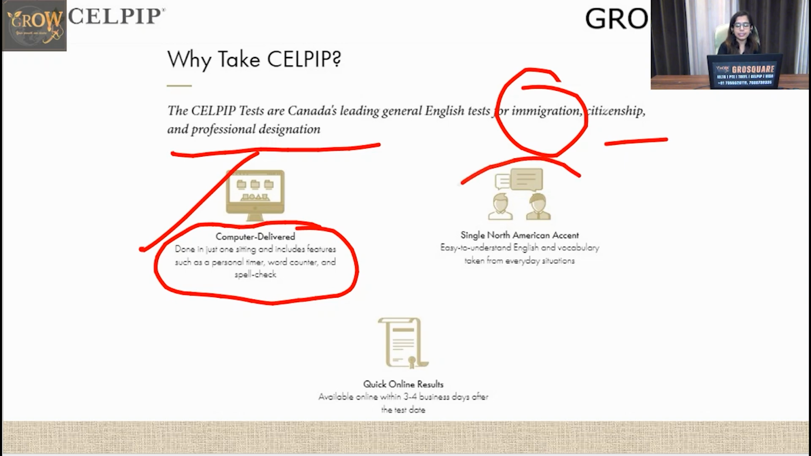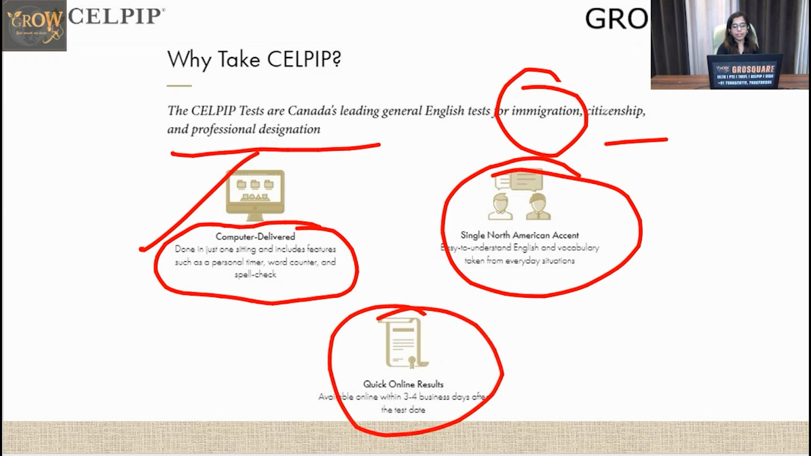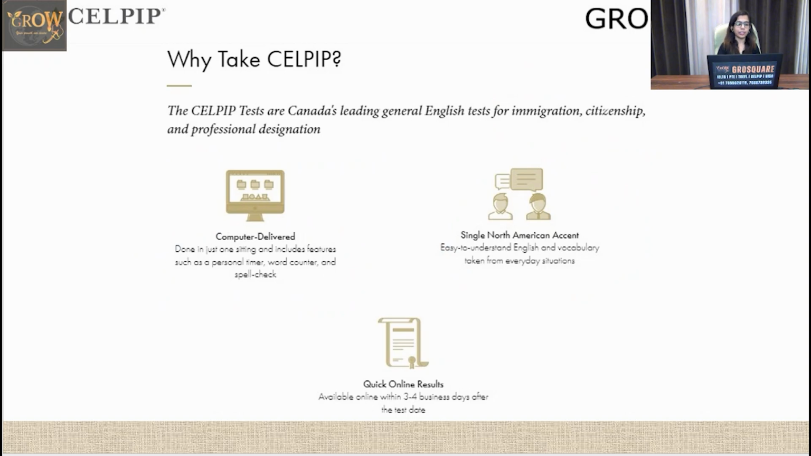Second is, it uses a single North American accent. That is easy to understand for every non-native person, right? As compared to the other tests, it is quite easy. Understanding the accent is easy. I'm not saying the test is easy. The test is equally important and needs diligent effort as well. Moreover, there are quick online results. 3 to 4 business days are required at most. The maximum limit is 8 days needed to reveal your result, right? Next.